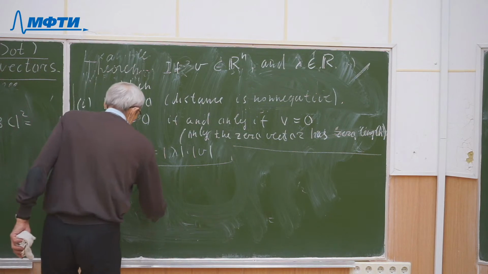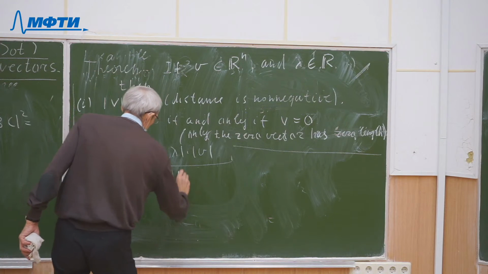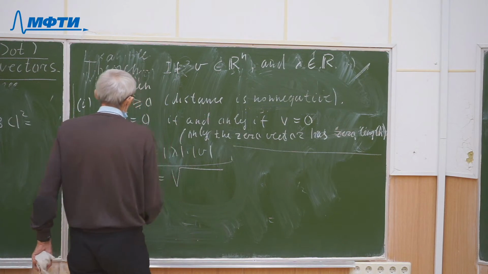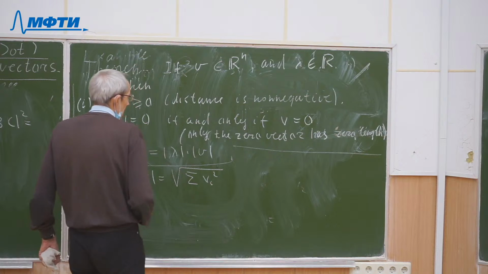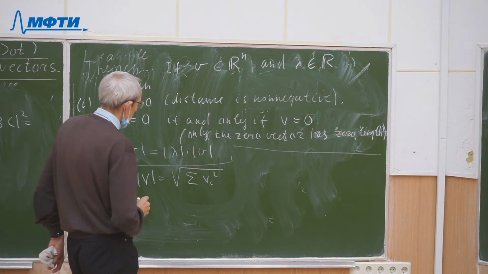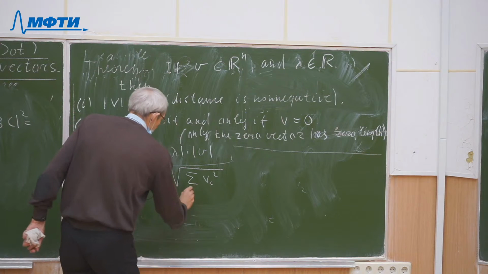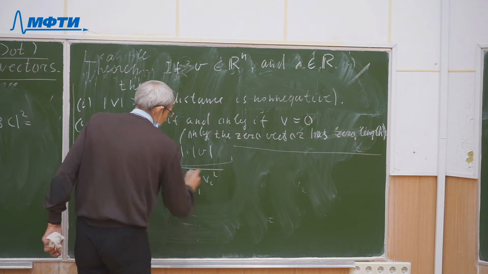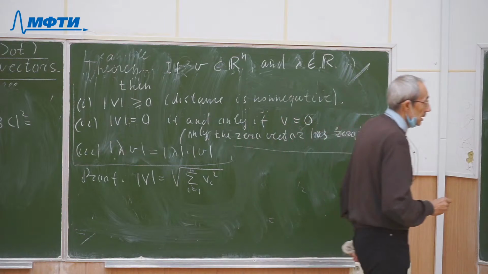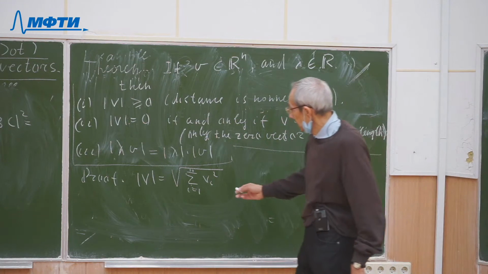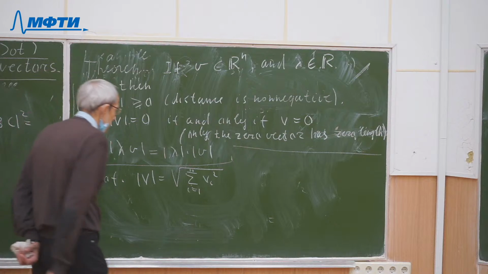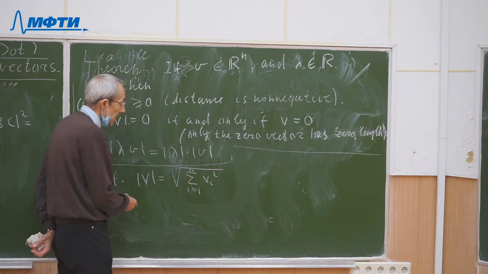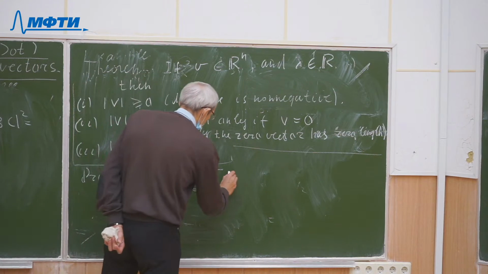Proof. The length of v is equal to the square root of the sum of squares of coordinates of this vector, and a sum of squares is non-negative, and the square root of a non-negative number is also non-negative. We consider the arithmetical square root.